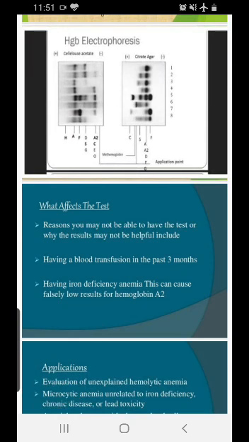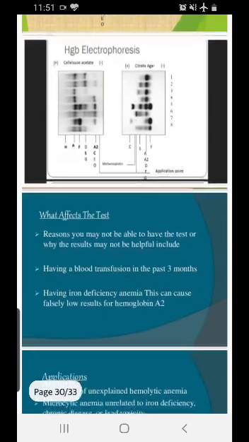Okay, so this electrophoresis is most commonly used for all types of hemoglobin disorders, especially the hemolytic anemias. It cannot be used in iron deficiency and all those things, only for hemolytic anemias. You should go back and look at the classification of hemolytic anemias.